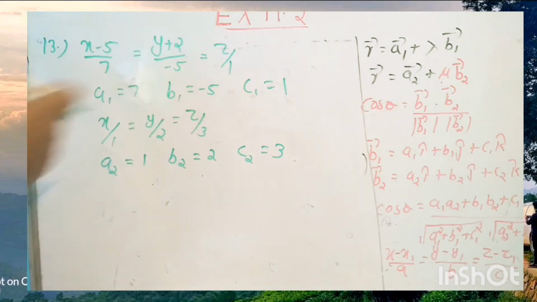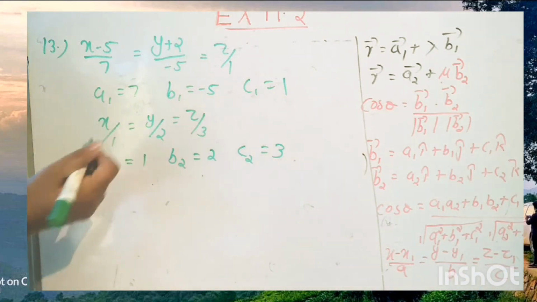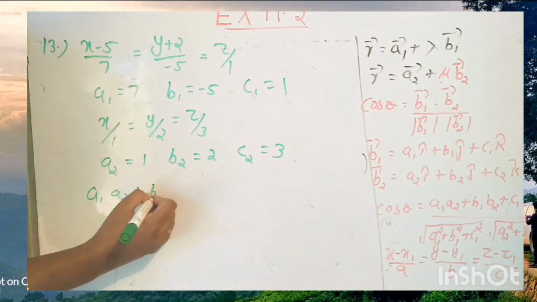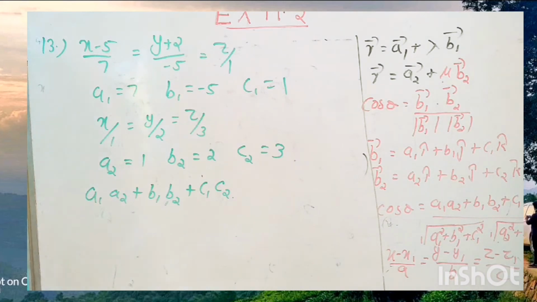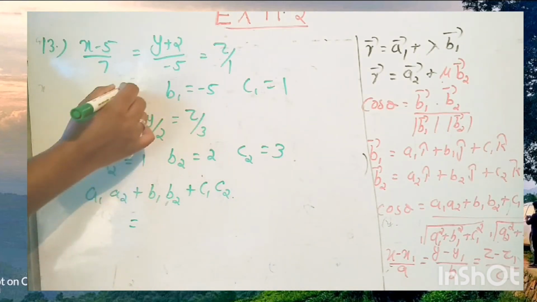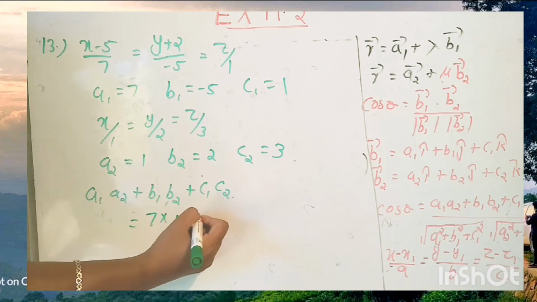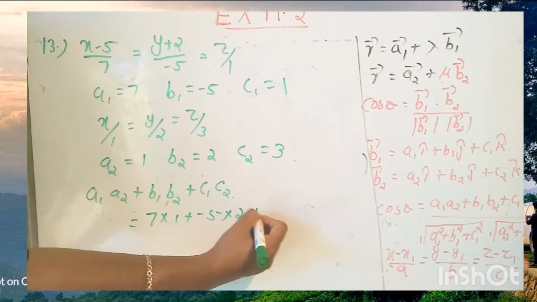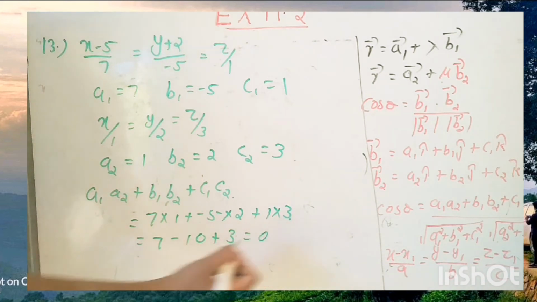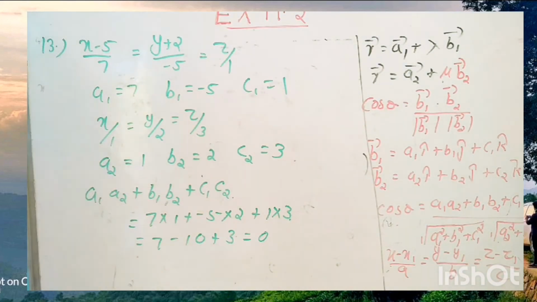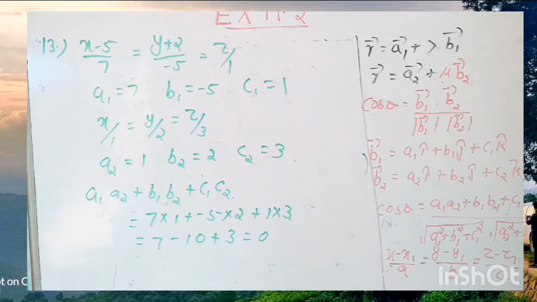And we need to prove these two lines are perpendicular. For that we are going to consider a1 a2 plus b1 b2 plus c1 c2. a1 is 7. 7 into 1 plus minus 5 into 2 plus 1 into 3. That is 7 minus 10 plus 3 is equal to 0. So we got a1 a2 plus b1 b2 plus c1 c2 is equal to 0. That means the given lines are perpendicular to each other.